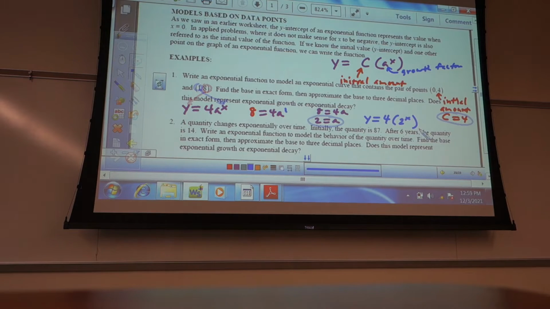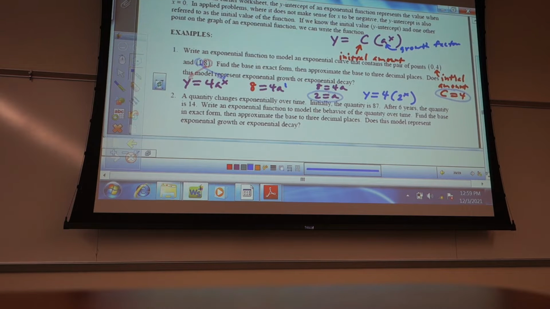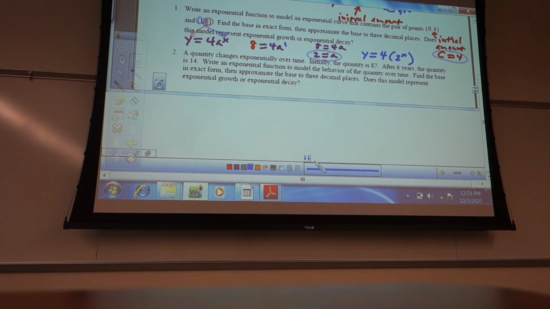Exponential functions, so they're all essentially the same. We're just expanding on them each time. All right, so let's take the next one. Number 2: quantity changes exponentially over time. If it says changes exponentially, now I know it's an exponential function.